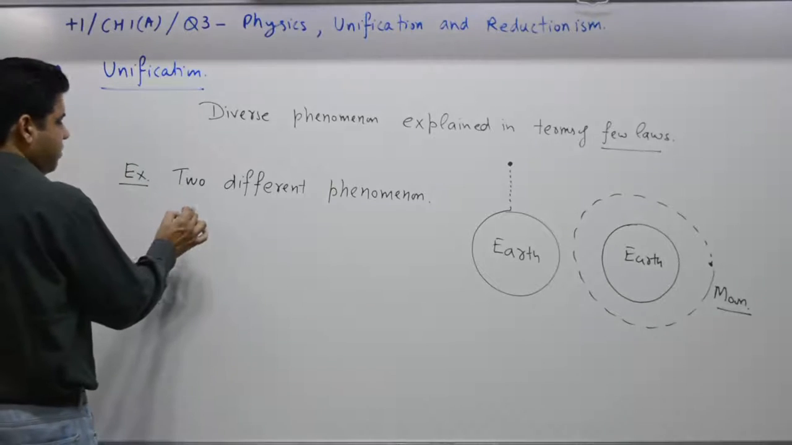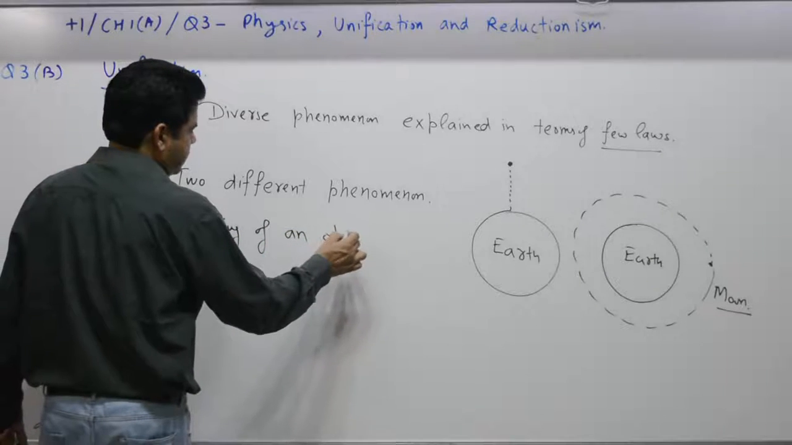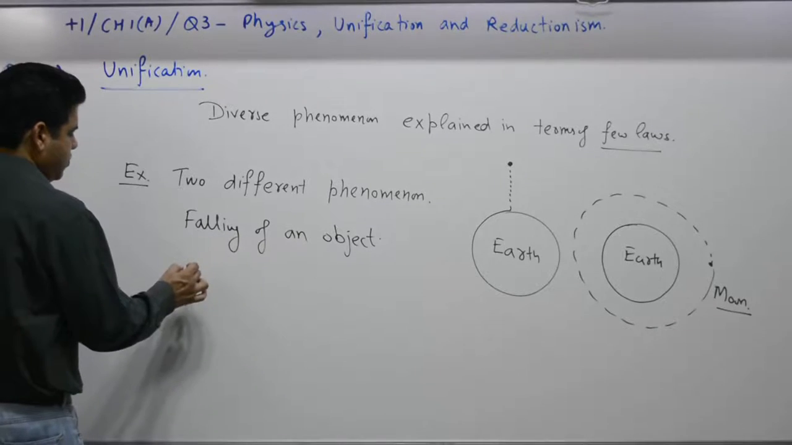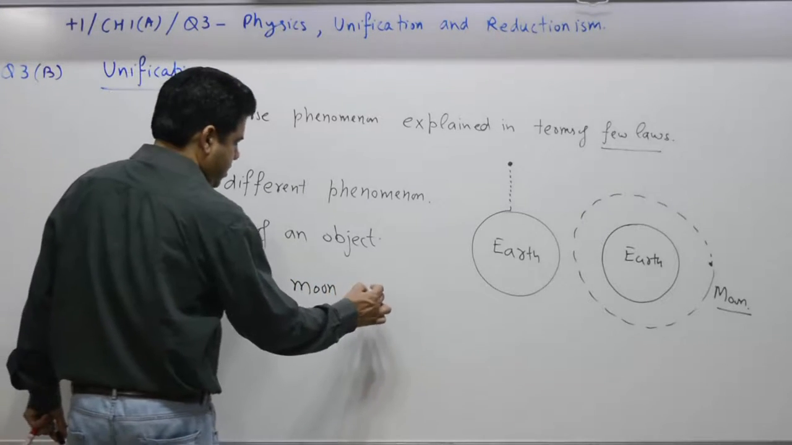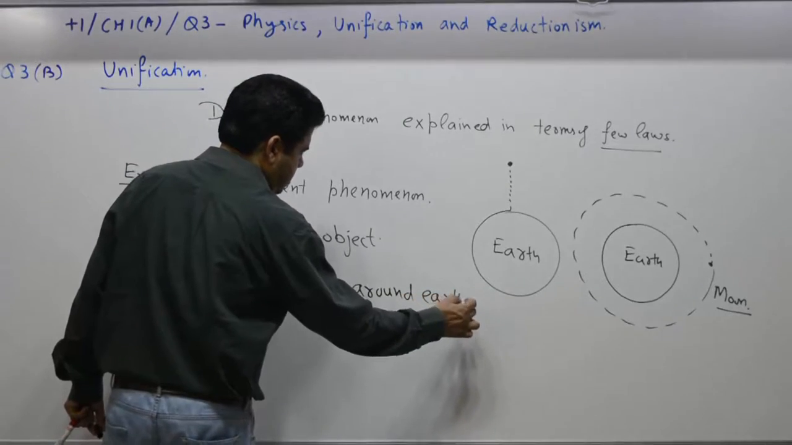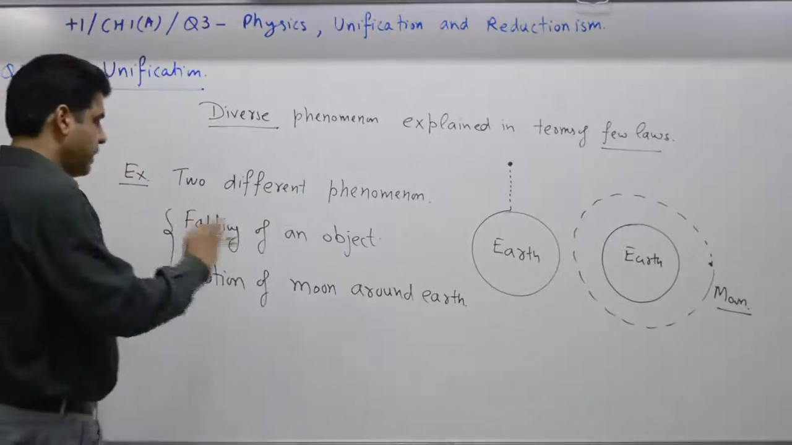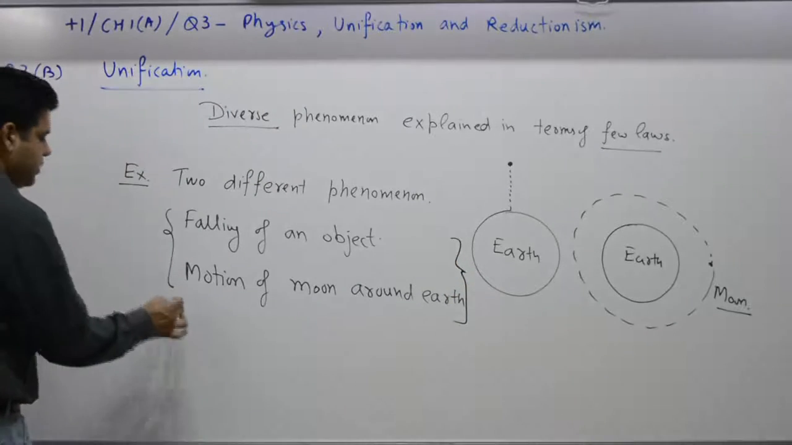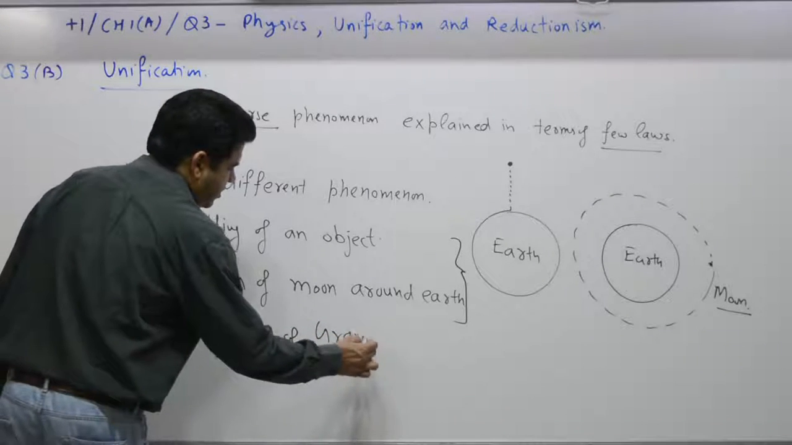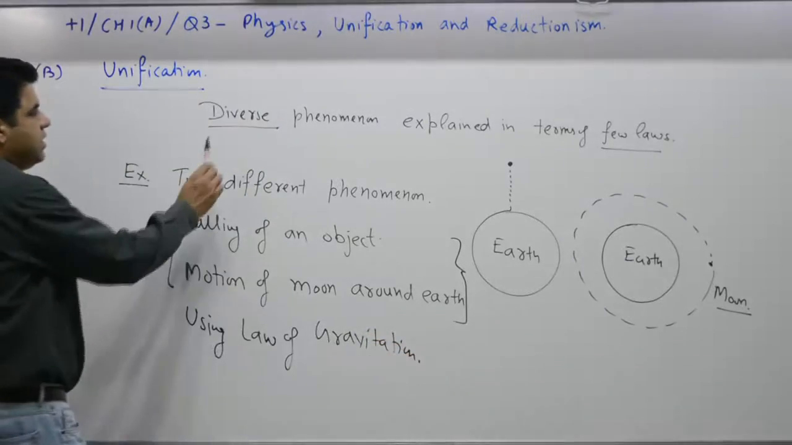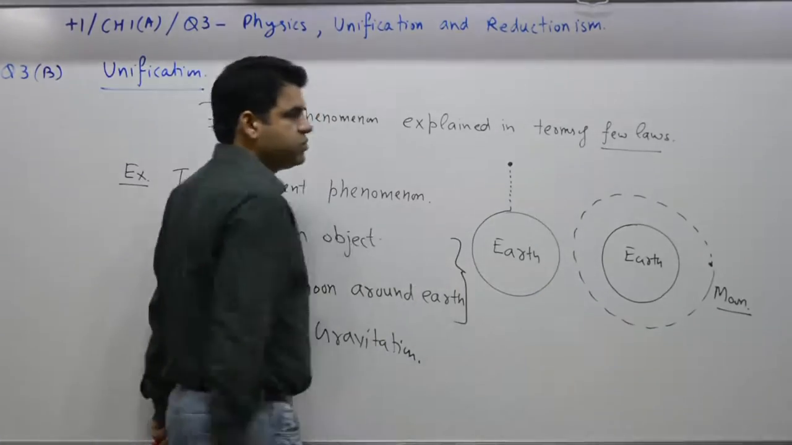What are these two phenomena? One, falling of an object. This is one phenomenon. What is the second phenomenon? Motion of Moon around Earth. These two are different phenomena, diverse phenomena. But you explain the two using what law? Using law of gravitation. Repeat, diverse phenomena, phenomenon number one, phenomenon two, explained in terms of a few laws.